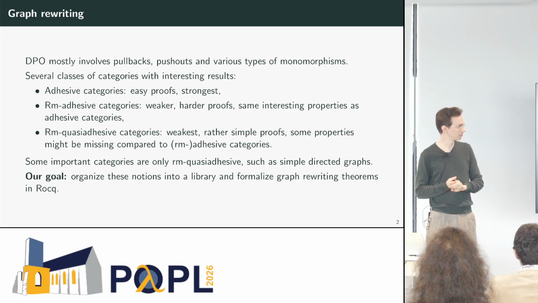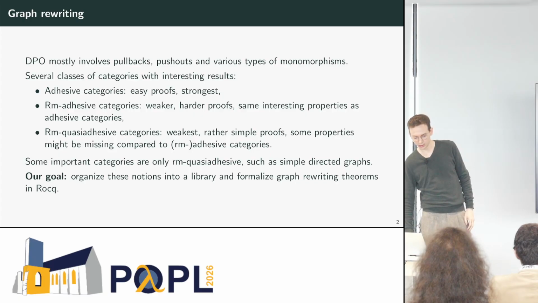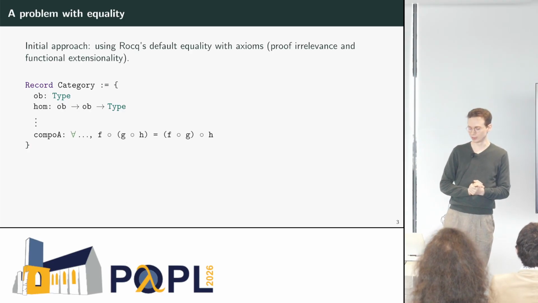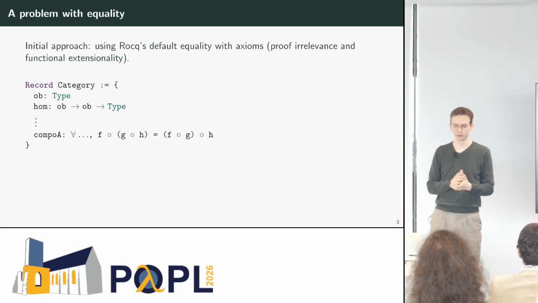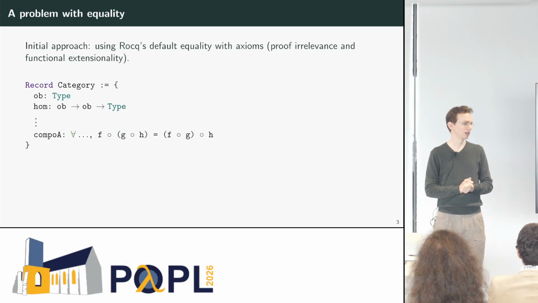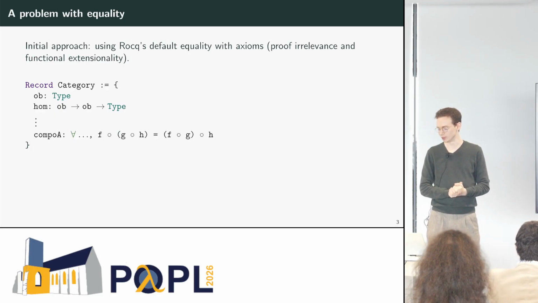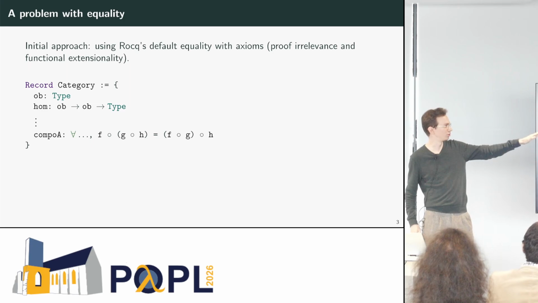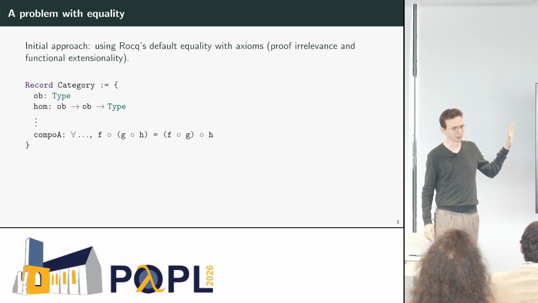I will highlight two main points of our formalization, and then I will talk about what we have formalized. The first problem is how you deal with equality. The initial, naive approach would be to use Rocq's default equality and add some axioms to do what we need in some places, which are very standard: proof irrelevance and functional extensionality. And so we would get something like this for a category.